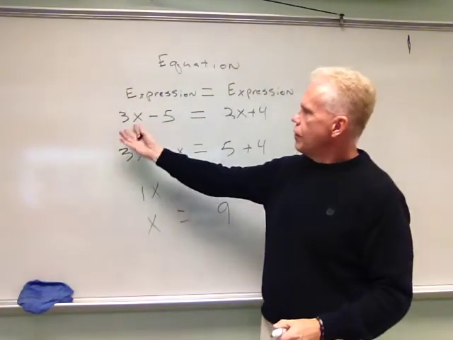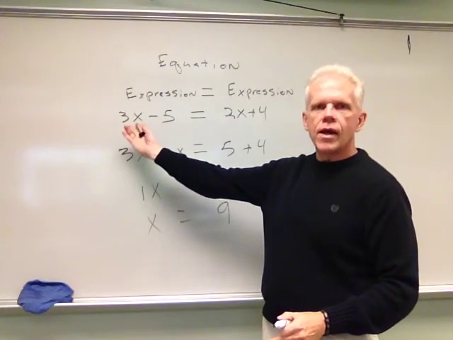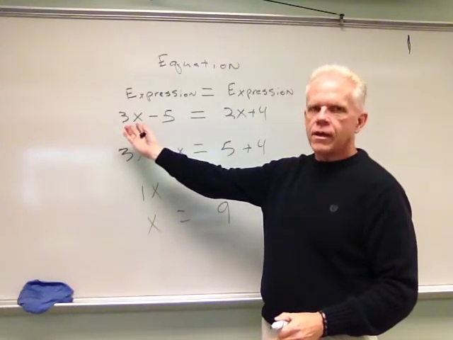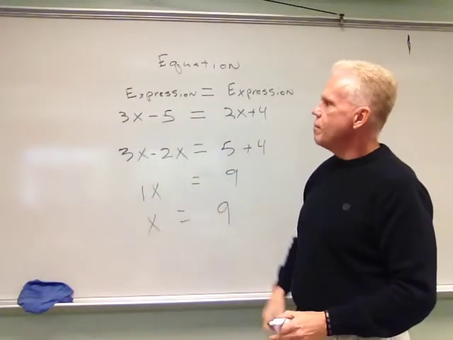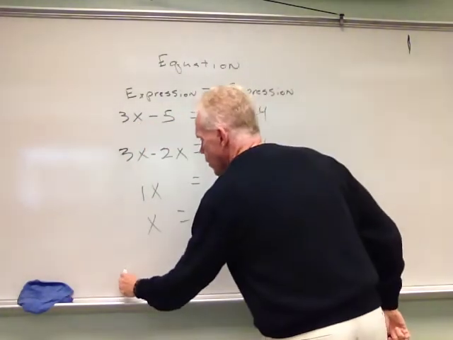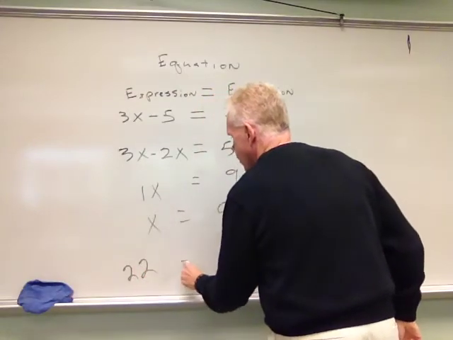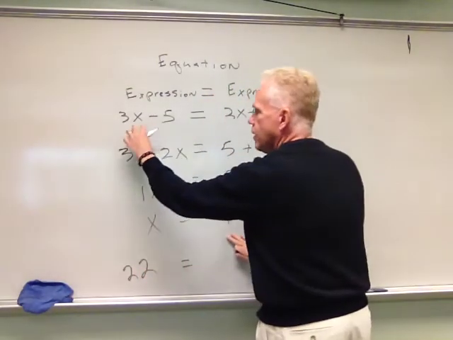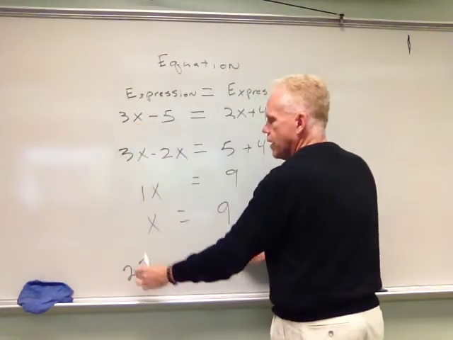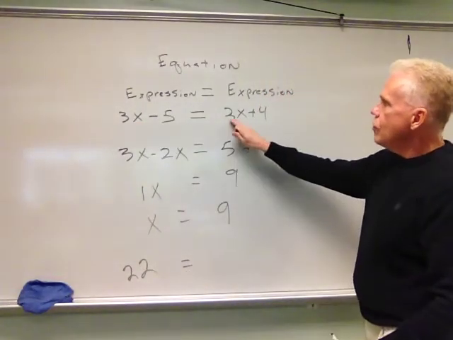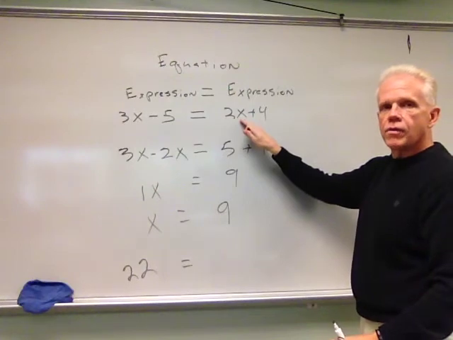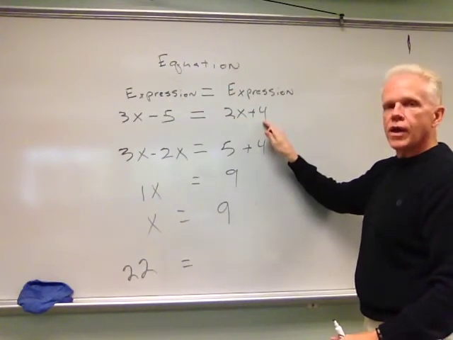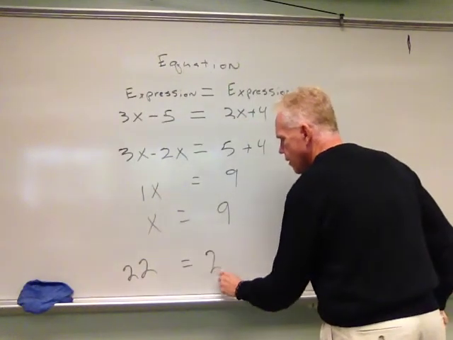Let's check that. 3 times 9 is 27, right? I hope you got that. Yeah, 3 times 9 is 27. 27 minus 5 is 22. So if we let this side be the 9 filled in here, we get 22. Now, 2 times 9 over here, if we put 9 in over here, 2 times 9 is 18, right? 18 plus 4, what's that? Oh, you got it. 22.